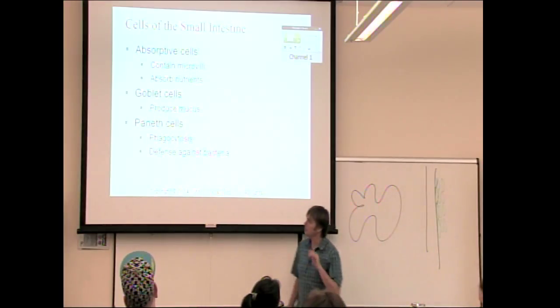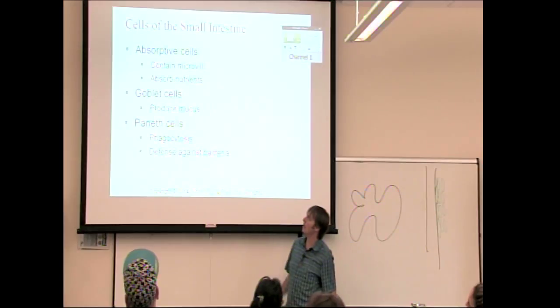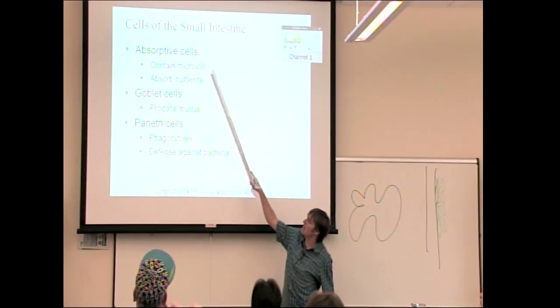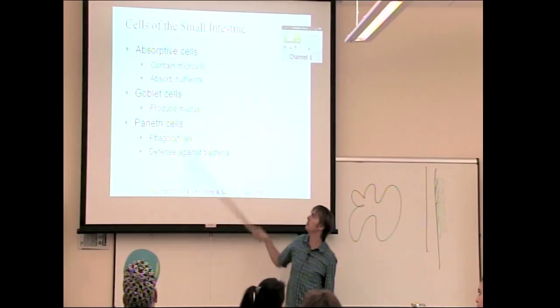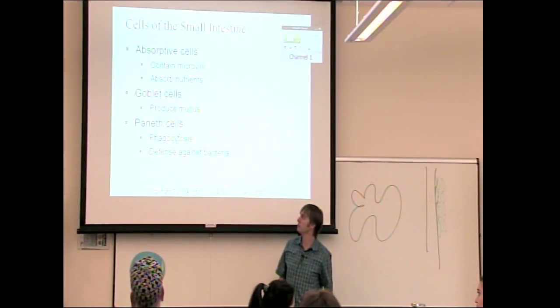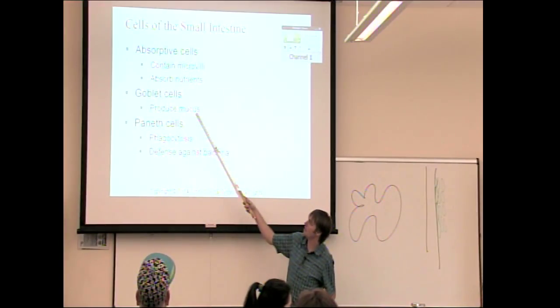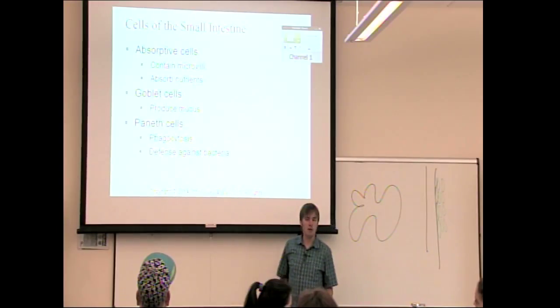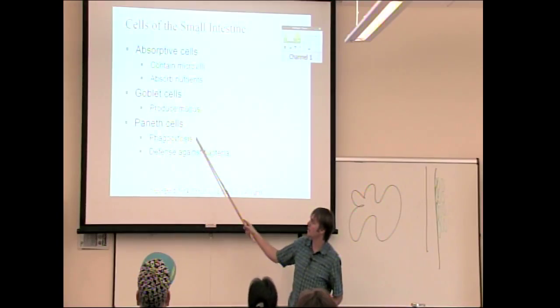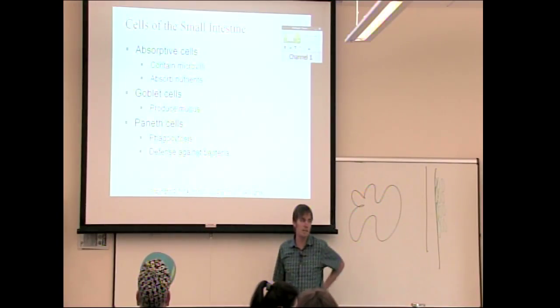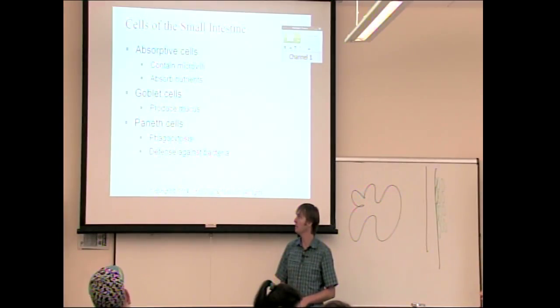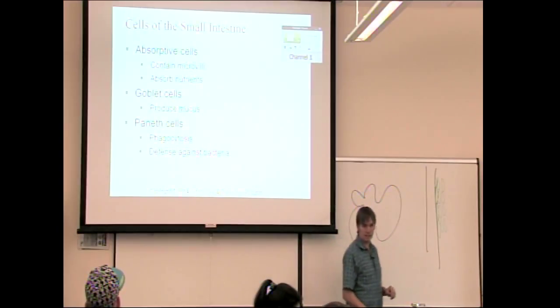All right, so 3 main cell types we'll worry about. Most of them are absorptive cells that have the microvilli on them to absorb all the nutrients, like amino acids or carbohydrates, things like that. Goblet cells make the mucus, so you can keep things smoothly moving along. And then the Paneth cells, those are immune cells that eat bacteria that happen to get through the stomach, or any viruses or anything.